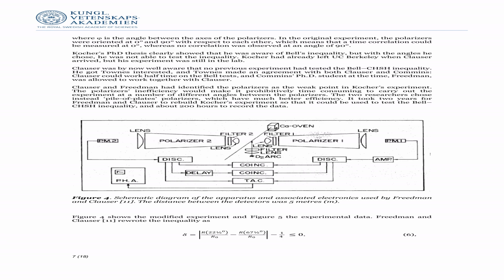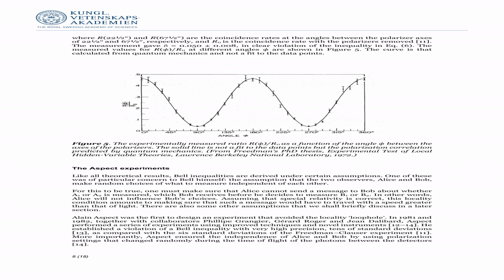Friedman and Clauser 11 rewrote the inequality as δ = |R(22.5°)/R₀ − R(67.5°)/R₀| − 1/4 ≤ 0, where R(22.5°) and R(67.5°) are the coincidence rates at the angles between the polarizer axes of 22.5 degrees and 67.5 degrees, respectively, and R₀ is the coincidence rate with the polarizers removed, 11. The measurement gave δ = 0.050 ± 0.008, in clear violation of the inequality in equation 6.